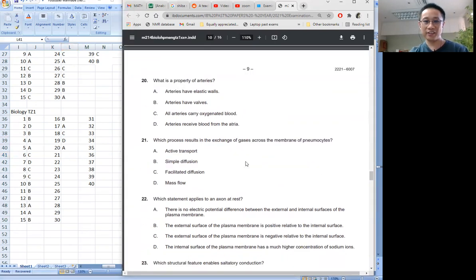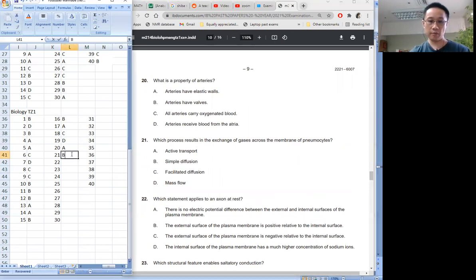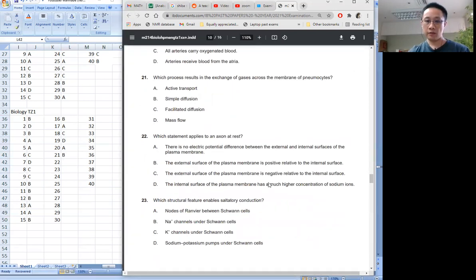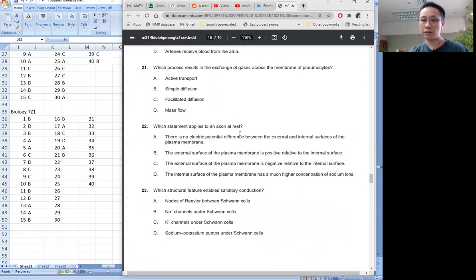Okay. 21. What process results in the exchange of gases across membrane of pneumocytes? It should just be simple diffusion, and that's just a matter of knowing your facts. What statement applies to an axon at rest? That should be A. The A is definitely wrong because the resting potential is -70. Outside more positive than inside. The external surface is positive relative to the internal surface, so B looks reasonable.